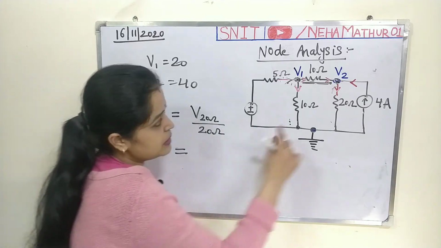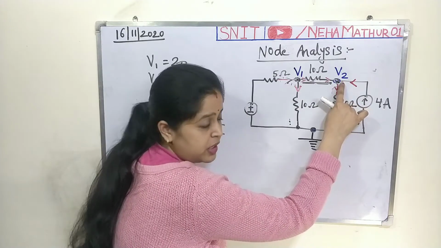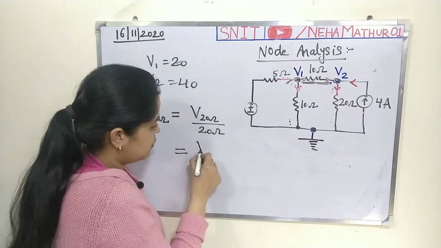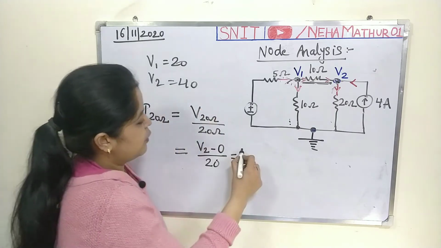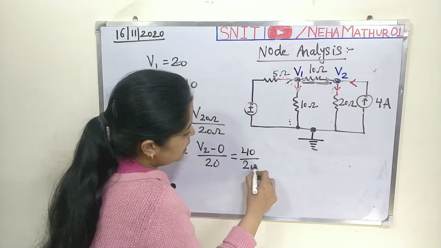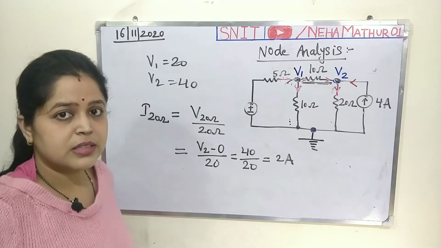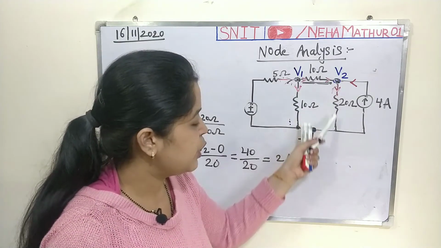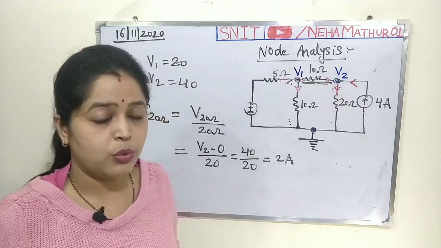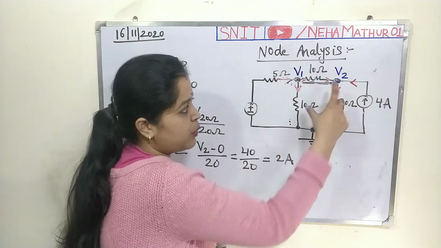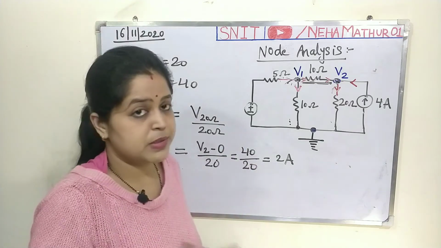Fine. So what will be the voltage across this? The voltage will be V2 at this point and 0 at this point. So it will be V2 minus 0 divided by 20, and the value of V2 is 40, divided by 20, so 2 ampere. So the answer is 2 ampere. That means the current flowing through this 20 ohm resistor is 2 ampere. If the examiner wants to know the voltage across that point, you can say V2 minus 0, that means 40 minus 0, that means 40 volt.